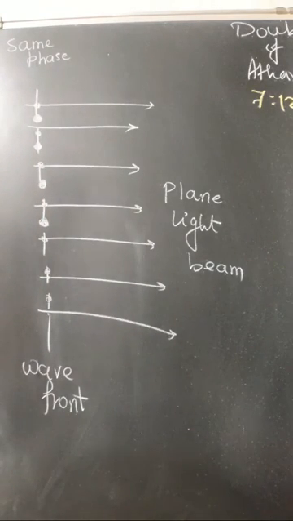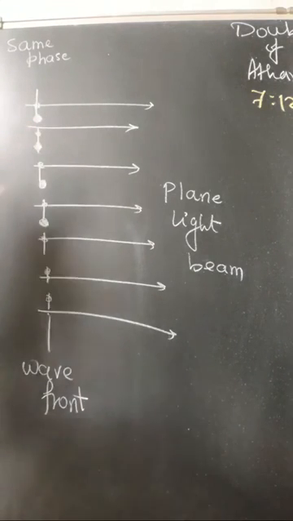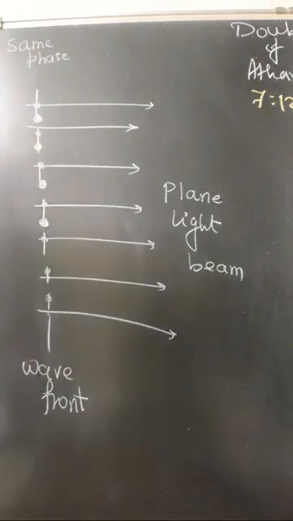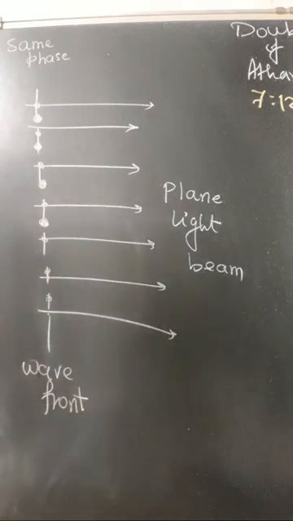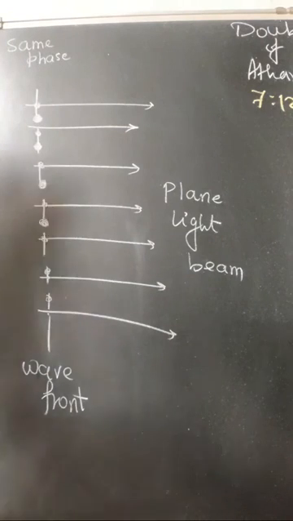What did Huygens tell us? That every point is a new disturbance. And this new disturbance will produce their own spherical wavefronts. So this is a wavelet, this is a wavelet. And all the wavelets are going to produce their own spherical wavefront. Once again, slowly, once again. This is a wavefront. Okay?